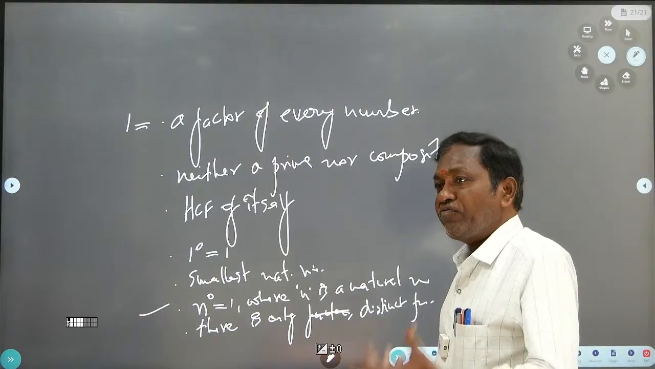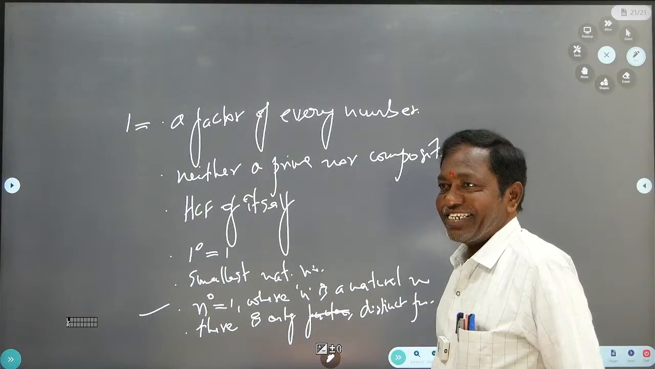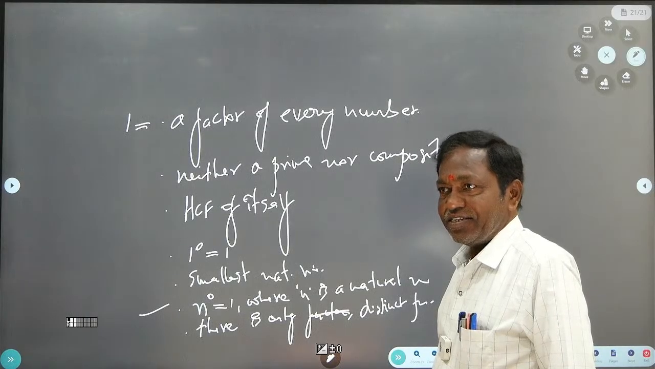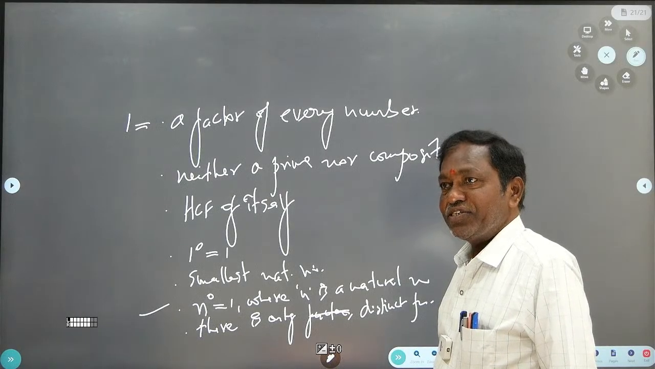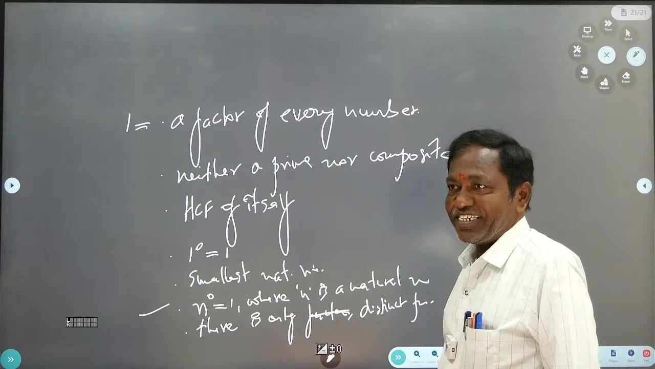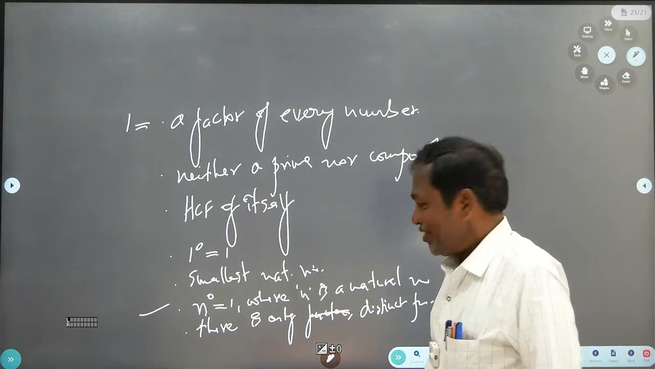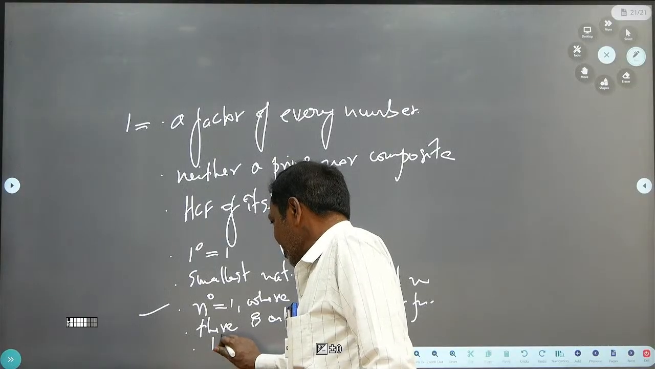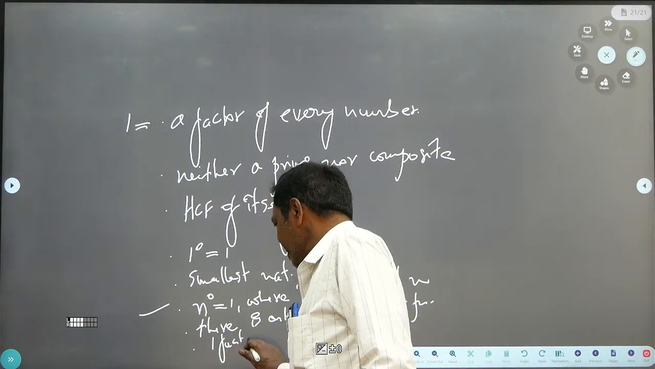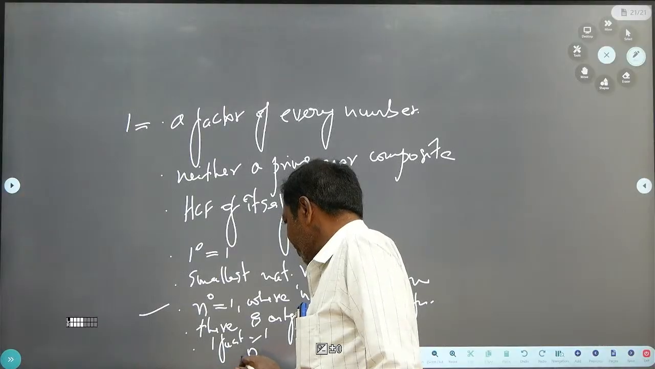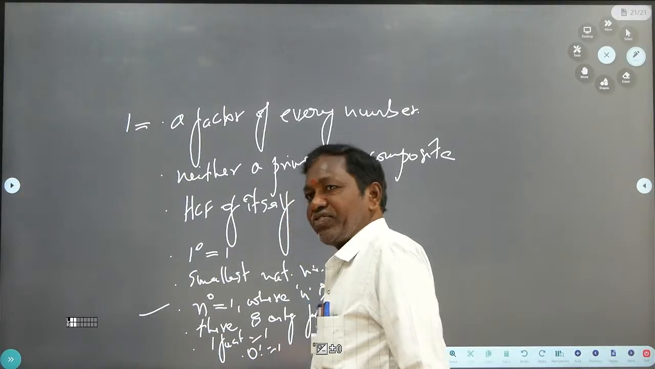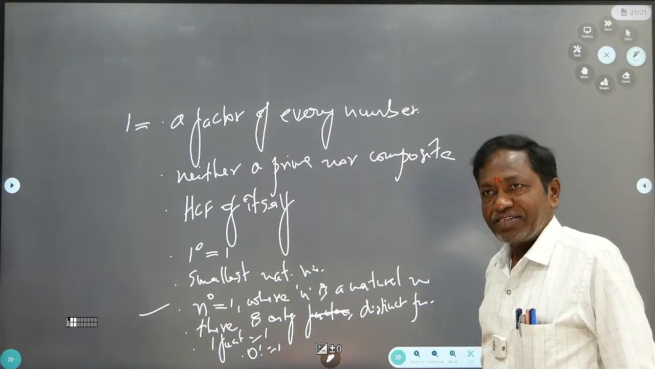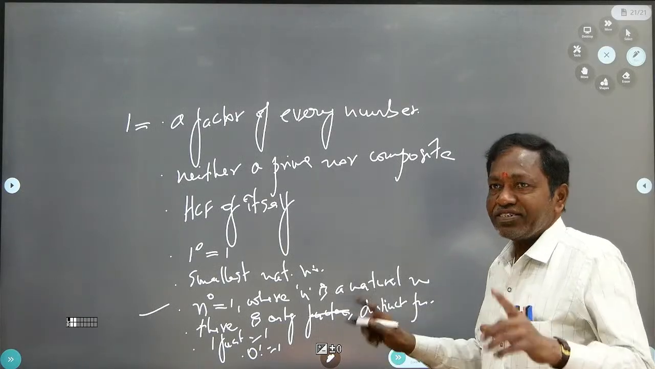1 factorial is equal to 1. Even 0 factorial is equal to 1. See that, this is the uniqueness of 1, where questions are decided.